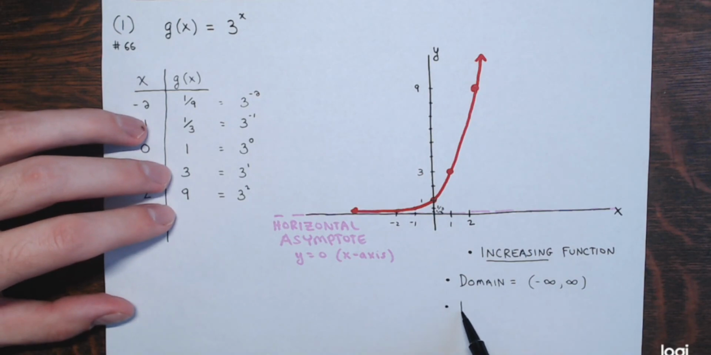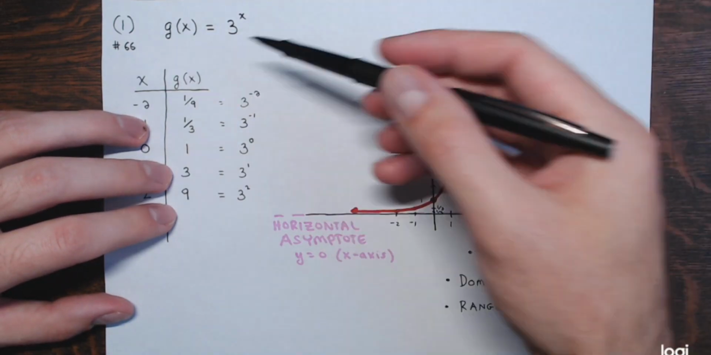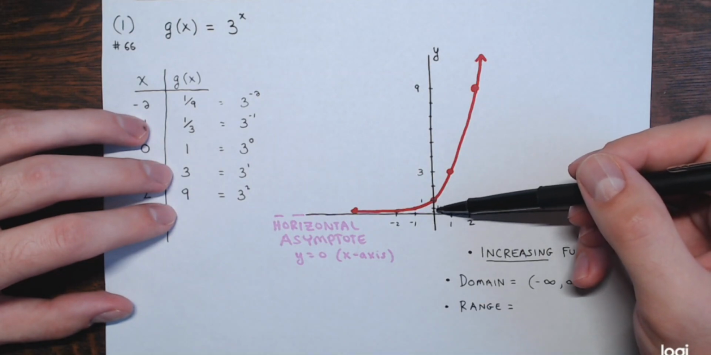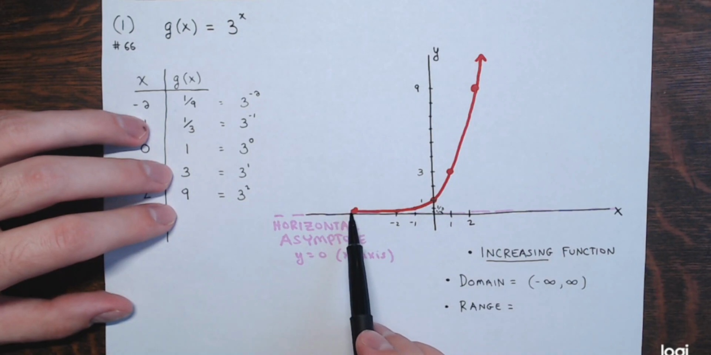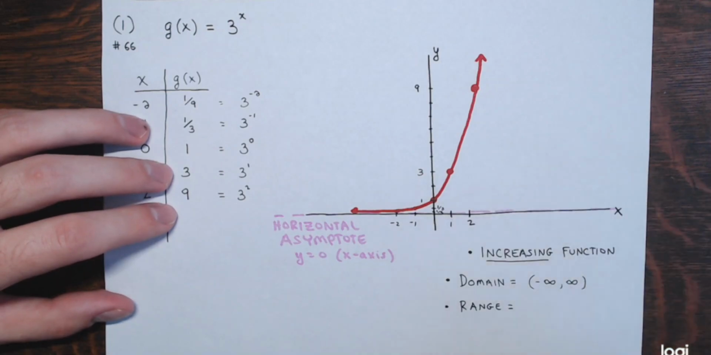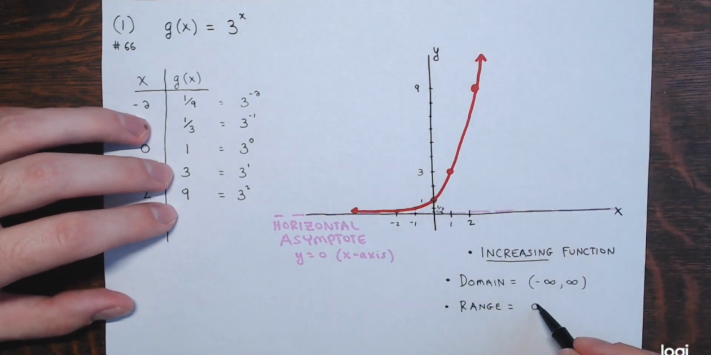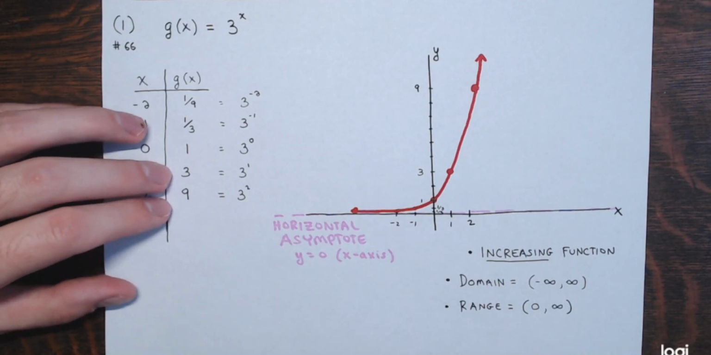The range of this function. Remember, that's the y coordinates, or the g coordinates. This is the function g. Notice, again, the y coordinates are all positive. So they're above 0, not including 0. So from 0 to infinity, from the horizontal asymptote upward. Not including 0, though. So notice I have parentheses on 0 here, and always parentheses on infinity. There's the interval notation for your domain and range.